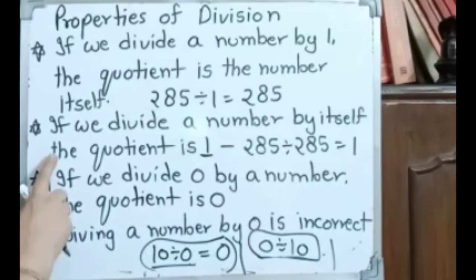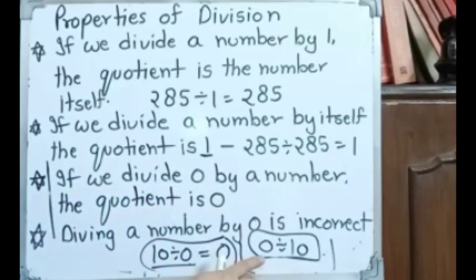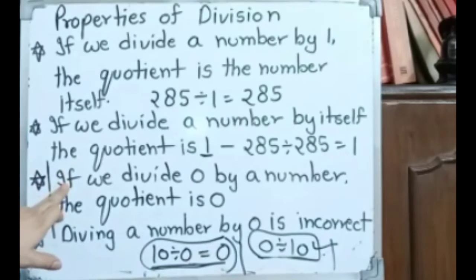Now look very carefully at these two sentences. If we divide 0 by a number, the quotient is 0. But see the equation: dividing a number by 0 is incorrect. So look at both the equations and listen. If we divide 0 by a number, the quotient is always 0, which means this one is right. But dividing a number by 0 is incorrect. So these are the properties of division.